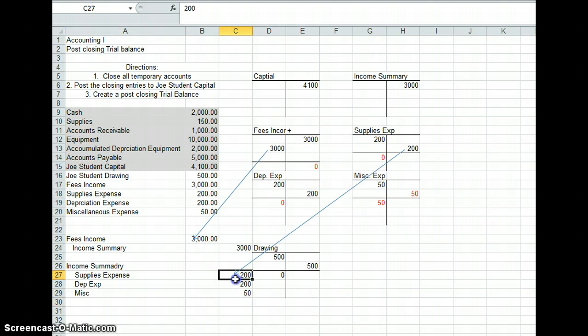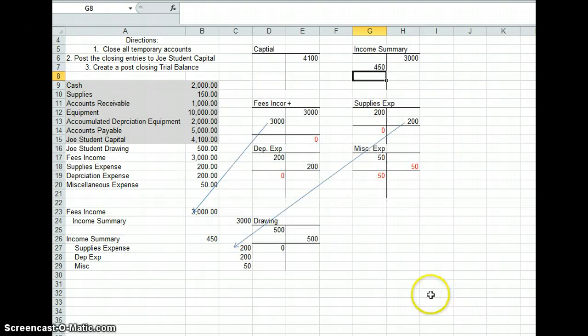And if I add this up, 200, 250, that's $450. I'm going to put that here in my income summary account. And I'm going to come right on up into income summary, and I'm going to put that $450 as a debit. So whatever I've done here, I'm doing again up here. My third step for closing entries is to close income summary to capital.